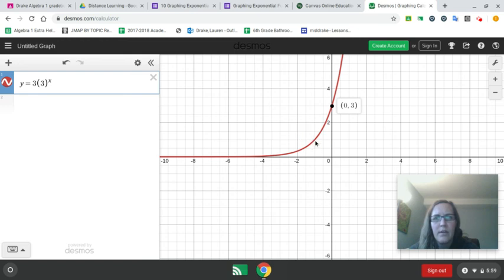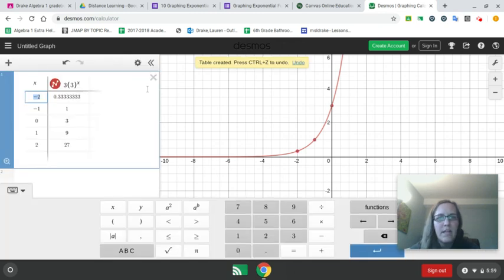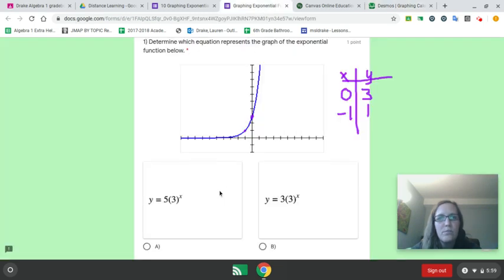And that other point, let's see, there's no point there. So let's click this button. Let's find our table. And yes, it looks like -1, 1 is on the table. So it should be answer choice B.